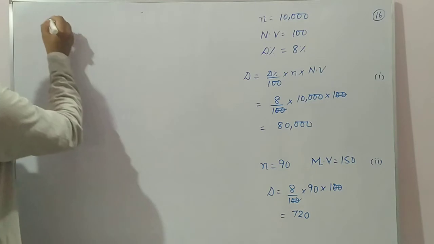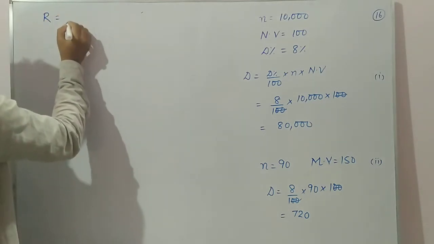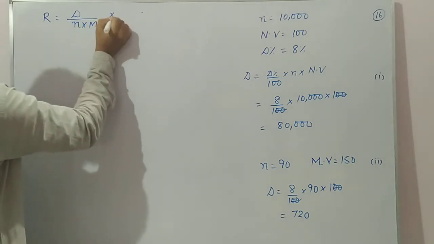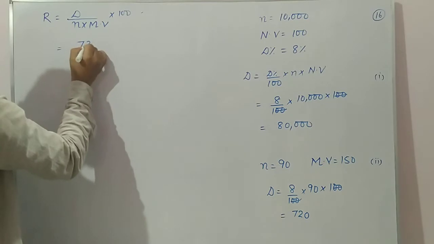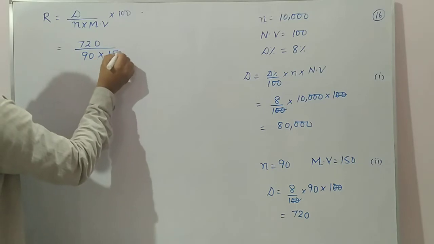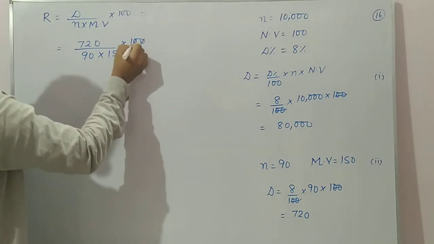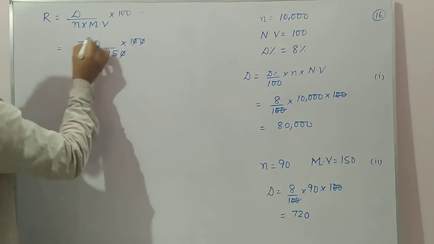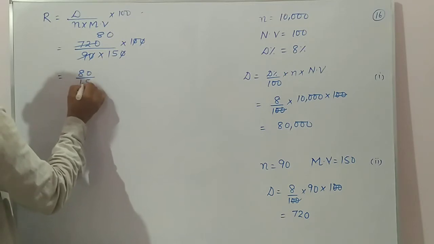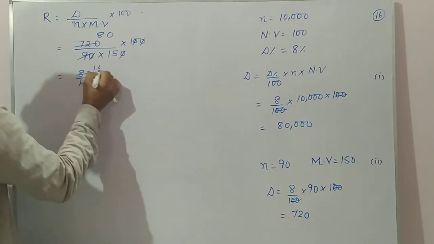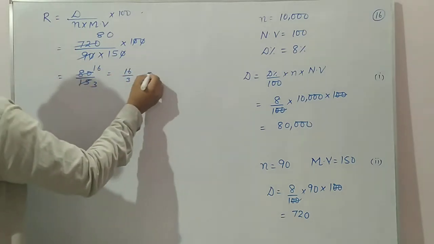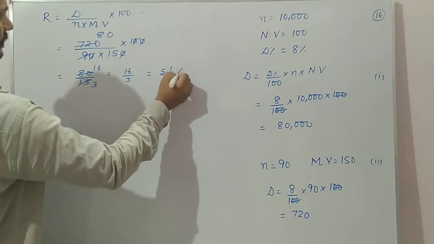And you have to find the rate of interest also. So the rate of interest formula is dividend by number of shares into market value into 100. So dividend is 720 by number of shares, 90, into market value, 150, into 100. These two will cancel out. 9 8s are 72, 0. 80 by 15, 5 3s are 15, 5 6s are 30. 16 by 3, that is 5 1 by 3%.